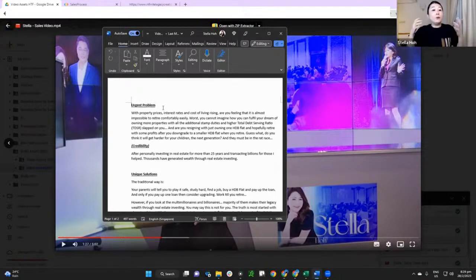Okay, just get ready. With property prices, interest rate, and cost of living rising, are you feeling that it's almost impossible to retire comfortably? Worse still, you cannot imagine how you can fulfill your dream of owning more properties with all the stamp duties and highest total debt servicing ratio slapped on you. And are you resigning with just owning one HDB flat and hopefully retire with some profits after you downgrade to a smaller HDB flat? Guess what? It will get harder for your children. The next generation, they must be in the rat race.